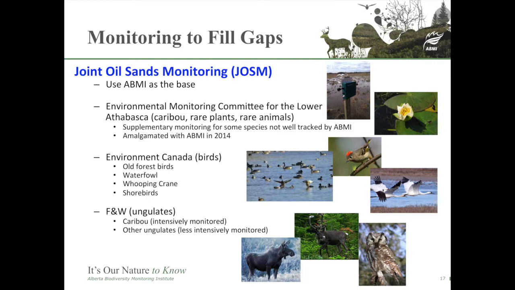In addition, Environment Canada is really concerned, really focused on birds. So there's a variety of bird species that are rare and patchy that aren't well tackled by ABMI, so there's additional monitoring put in on those. Fish and Wildlife has a strong focus on ungulates, so there's additional monitoring put on ungulates. We can do the same type of analysis, the same type of prediction for all of these critters if we get reasonable data. It's a matter of getting reasonable data. And at this stage, folks in the lower Athabasca are attempting to get that reasonable data.